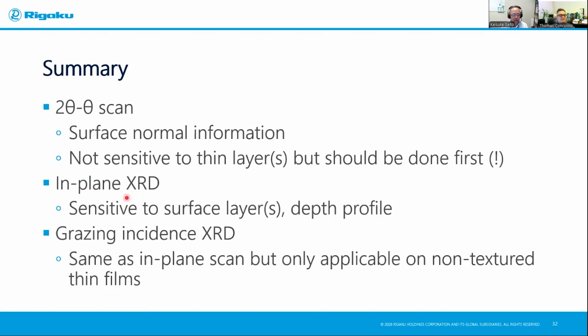In-plane XRD is sensitive to the surface layers, and you may be able to see the depth profiling. The grazing-incidence scan is the same as in-plane, but this is only applicable to non-textured thin films.